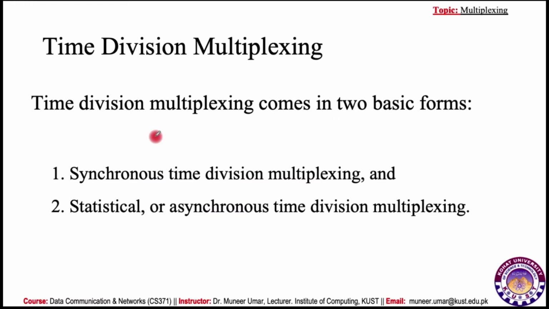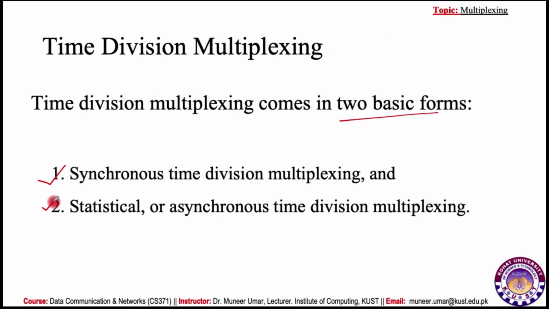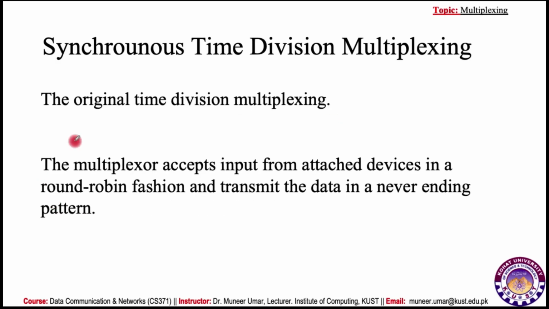Time division multiplexing comes in two forms. The first one is synchronous time division multiplexing, and the second one is statistical time division multiplexing, which is also known as asynchronous time division multiplexing. First, synchronous time division multiplexing. This is actually the original time division multiplexing which we have studied now.